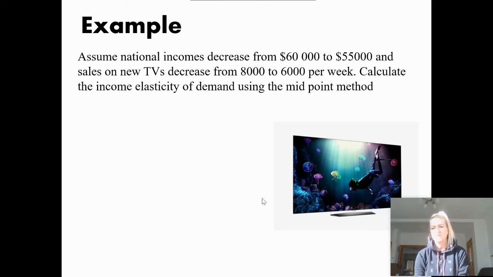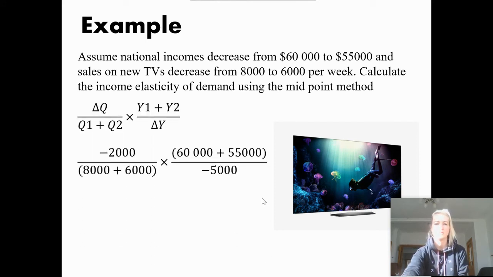So here's an example. National income decreased from 60,000 to 55,000 and sales on new TVs decreased from 8,000 to 6,000. Calculate the income elasticity using the midpoint method. So here's our midpoint method. Now this time the change in our quantity, well, it went from 8,000 to 6,000, so it's negative 2,000 on the top, divided by our original sales of 8,000 plus our new sales of 6,000, times our original income of 60,000 plus a new income of 55,000, and of course that's decreased, so minus 5,000. There's been a decrease of 5,000. Put this in our calculator and it should equal 3.29. So I'm just rounding it to 2 decimal places.